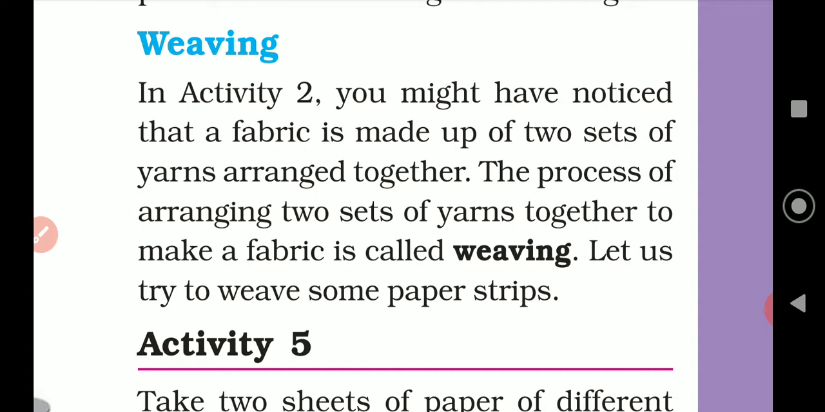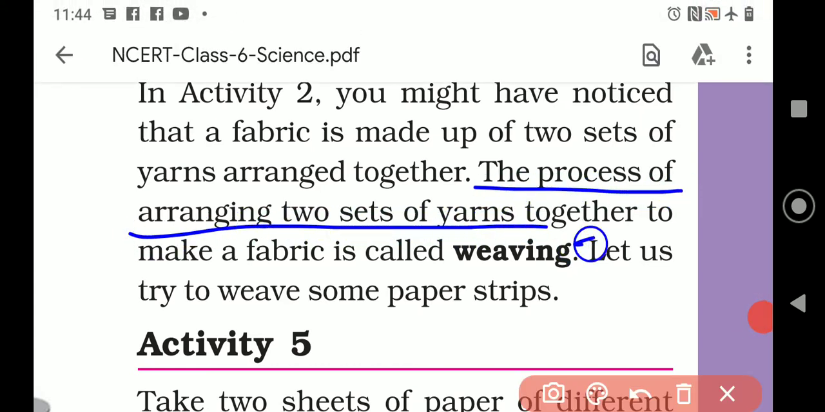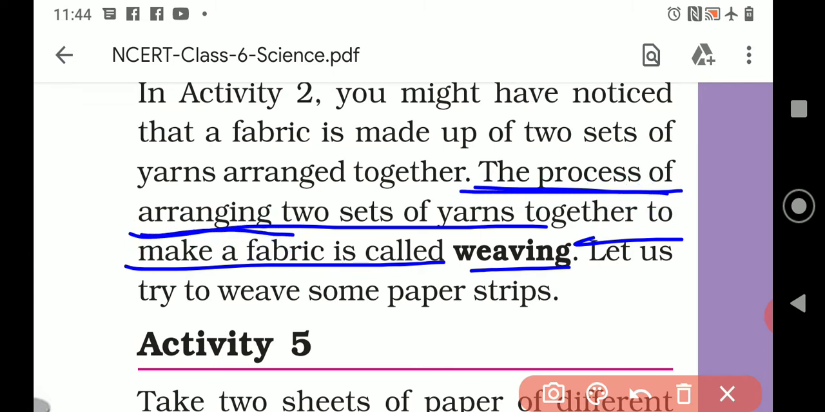set of yarns. So please underline, the process of arranging two sets of yarns together to make a fabric is called weaving. Okay, the process of arranging two sets of yarns together to make a fabric is called weaving.